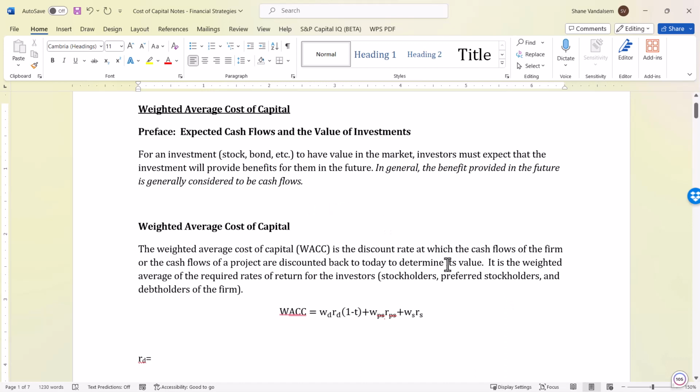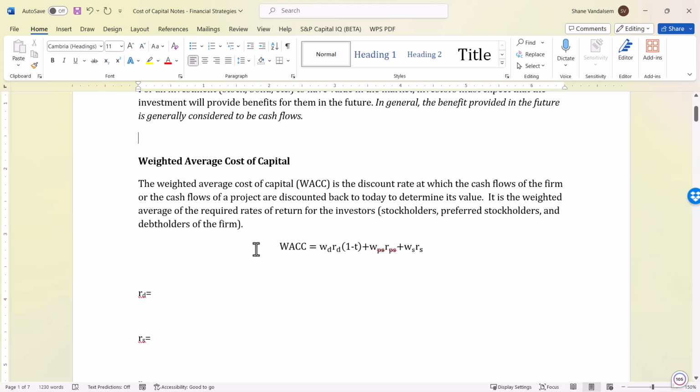So the weighted average cost of capital is the weighted average of the required rates of return for the investors, and again, those are the stockholders, the preferred stockholders, and the debt holders of the firm. The equation to calculate the weighted average cost of capital looks like this. Weighted average cost of capital is equal to the weight of debt, and we'll put this down below, multiplied by the cost of debt, multiplied by 1 minus the tax rate, plus the weight of preferred stock, multiplied by the cost of preferred stock, plus the weight of equity or common equity, multiplied by the cost of equity or common equity, and we put all that together to get the weighted average cost of capital for the firm.